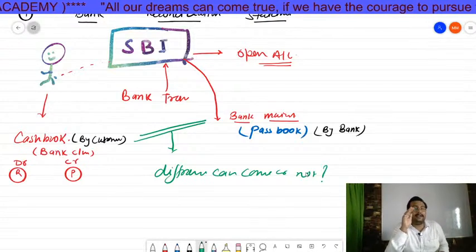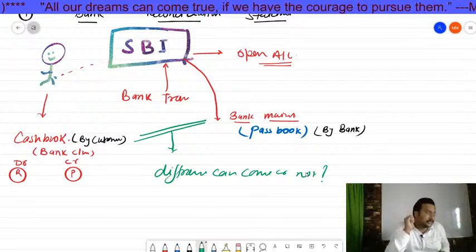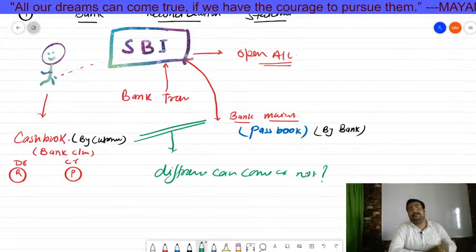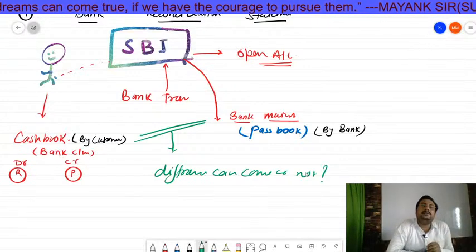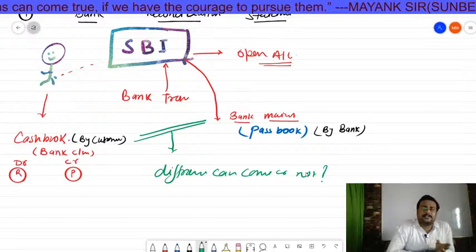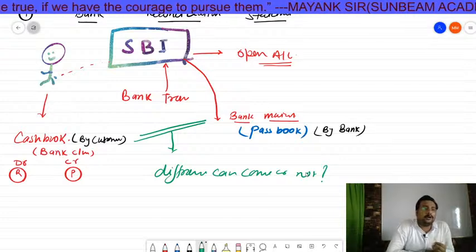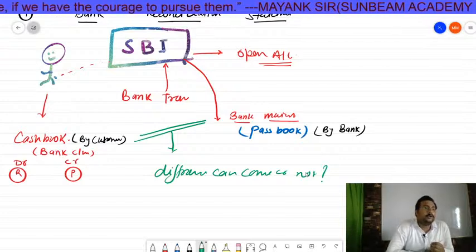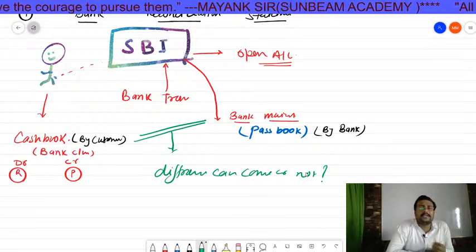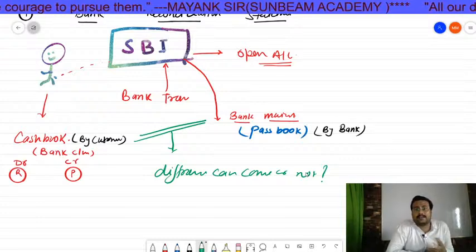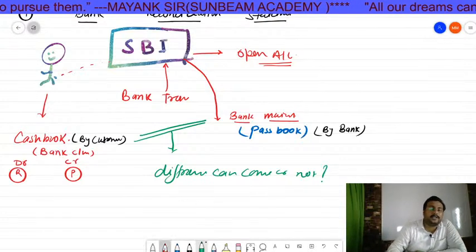Similarly, suppose Aryan recorded any transaction but did not inform me. So difference can come. Yes sir, difference can come between cash book and passbook, and the reason is very simple. Cash book is prepared by the customer, passbook is prepared by the bank, and sometimes because of time gap, wrong account, or errors, the differences can come. And BRS is there for this particular transaction.